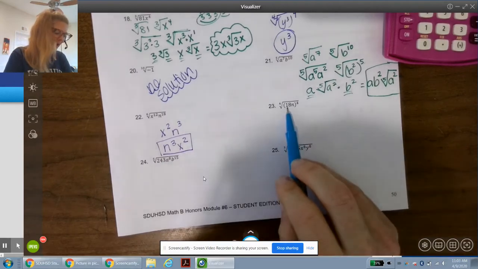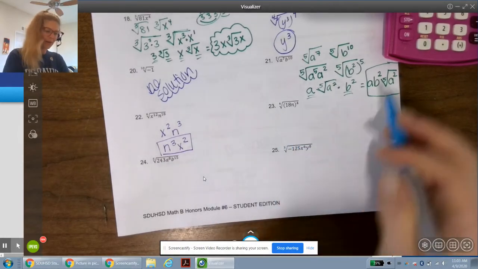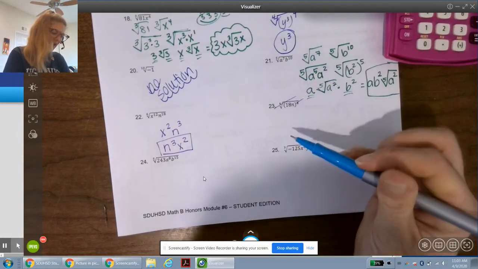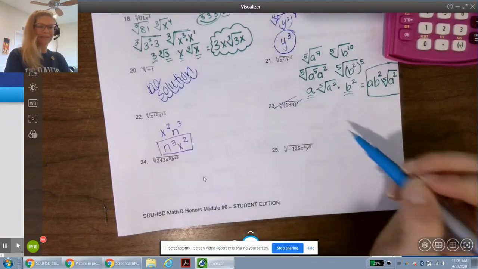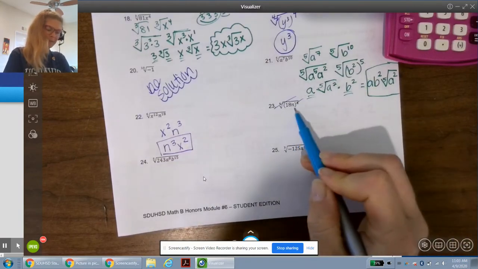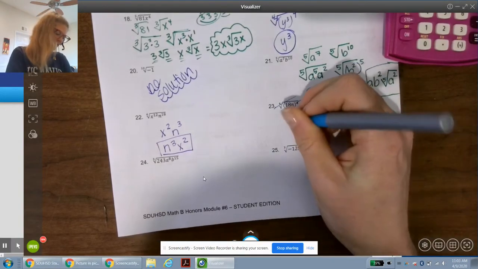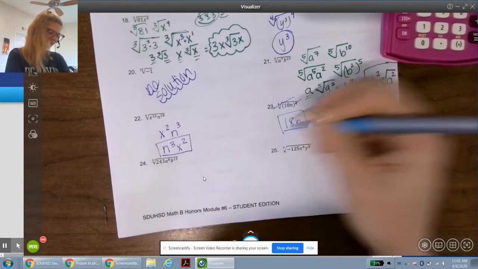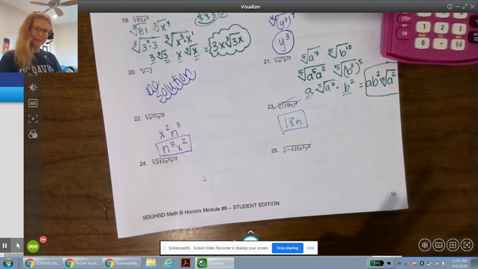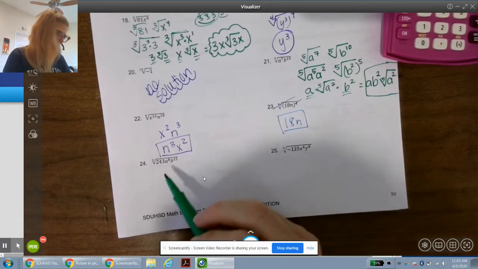Okay, 4th root 18n to the 4th power. Well, that's pretty simple because that exponent belongs to everything inside the parentheses because everything's being multiplied. This is a power of a product. This is just 18n. Oh, the more practice, the more easier this gets. So simple.